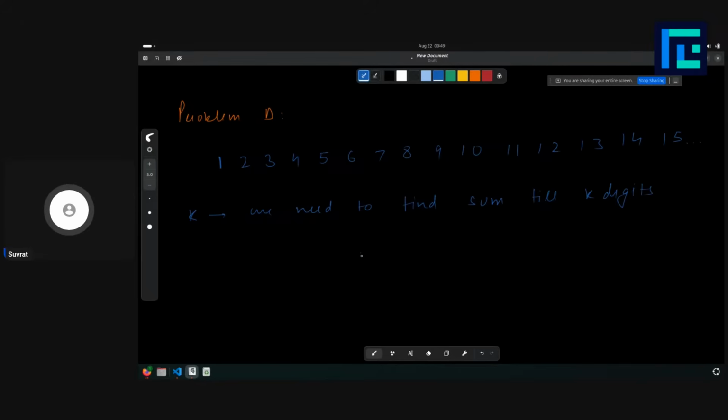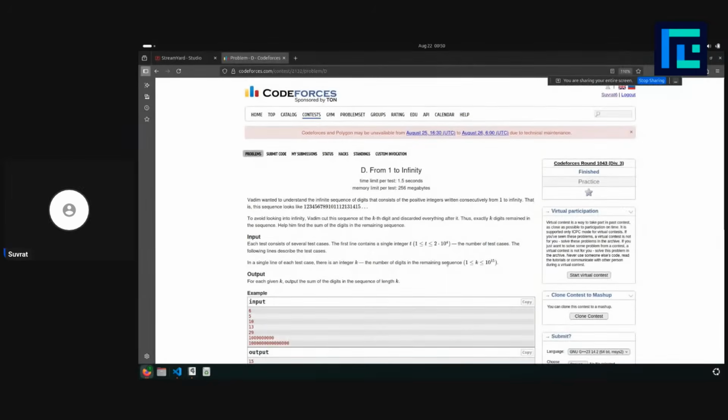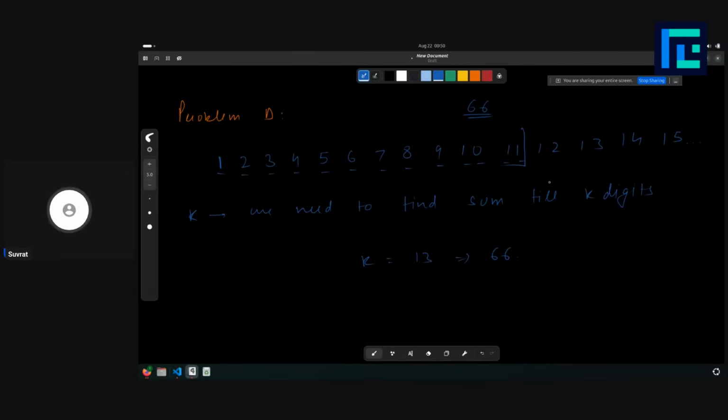For example, if k was given as 13, then 1, 2, 3, 4, 5, 6, 7, 8, 9, 10, 11, 12, 13. We would have to find the sum of all these digits, which would be 3, 6, 10, 15, 21, 28, 36, 45, 55, and 66. So that's what we need to do. And since k is so large, we can't simply iterate over the array. We would need to find some better optimal solution for this.